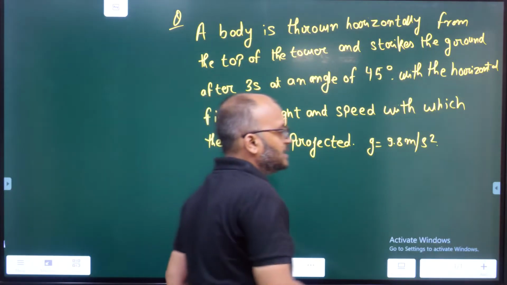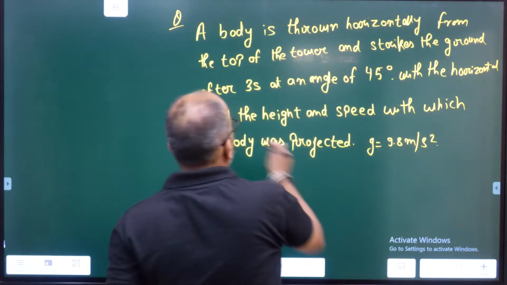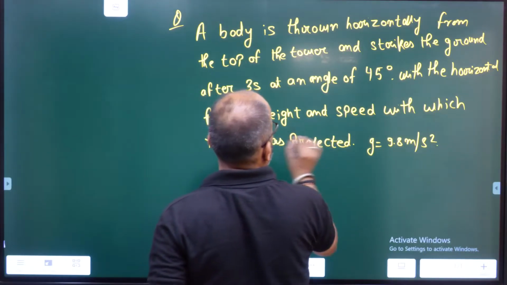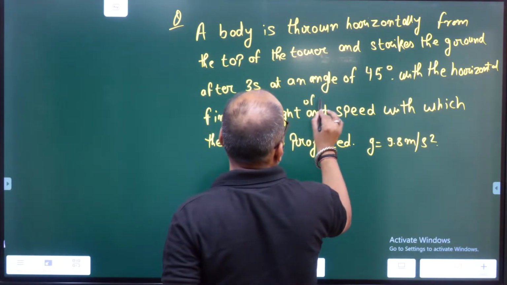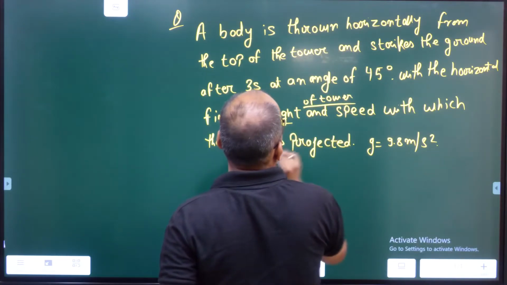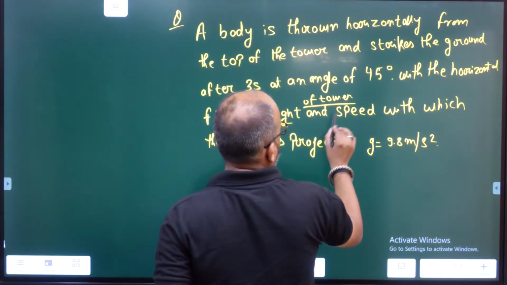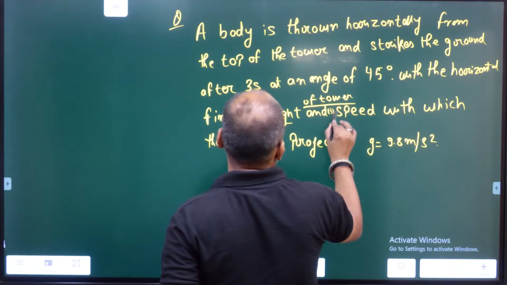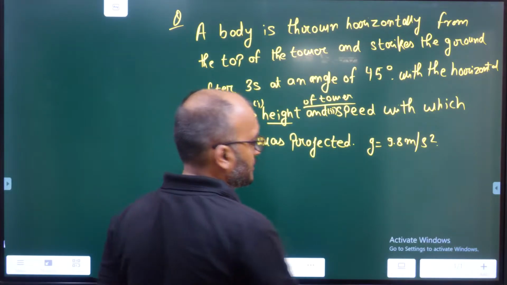I hope this is clear to you. Whose height you have to find? Height of tower. Yes or no? Height of tower you have to find. This is part 1. And second is speed with which body was projected.